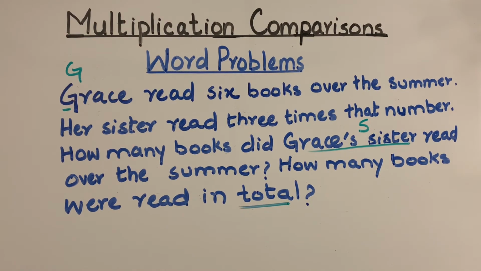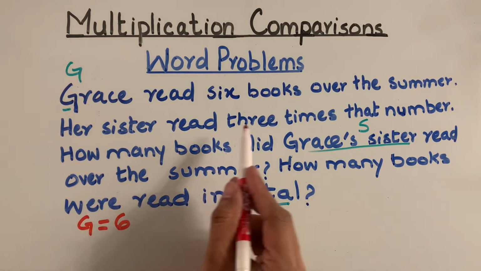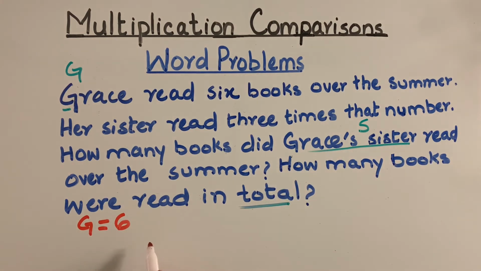Let's read the first sentence again. Grace read 6 books and her sister read 3 times that number. That number means books read by Grace, which is 6. So Grace's sister read 3 times 6, 18 books.